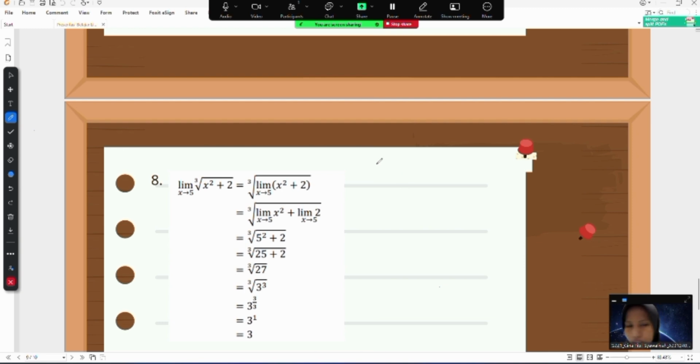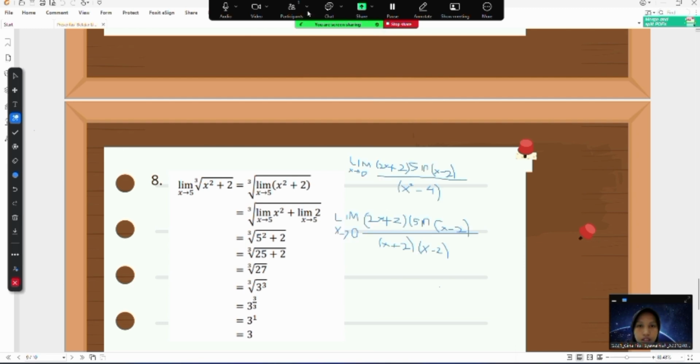Let me write the problem first. Okay, this is the problem for the next example. The limit as x approaches 0 for (2x plus 2) times (sin(x minus 2)) over (4x squared minus 4). Okay, a reminder for this one.